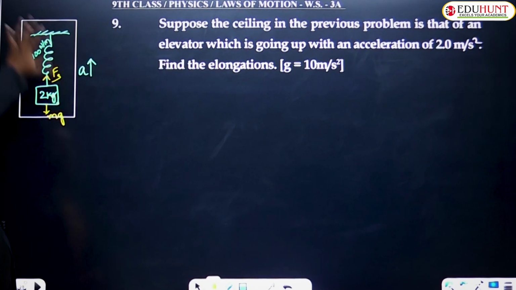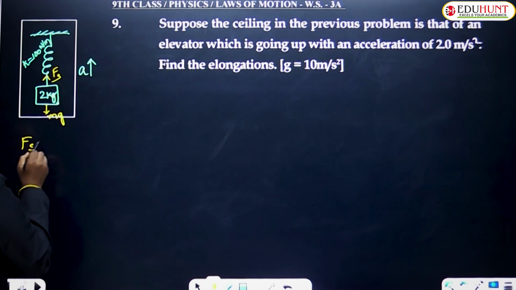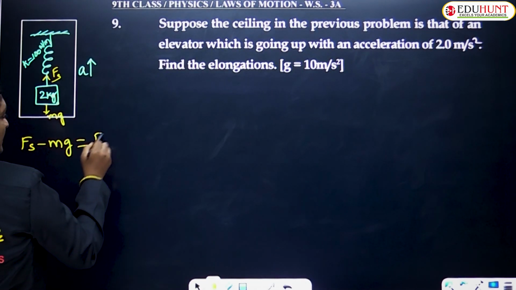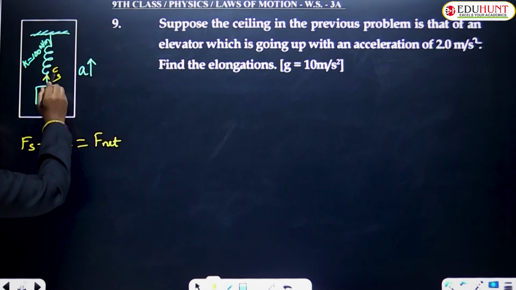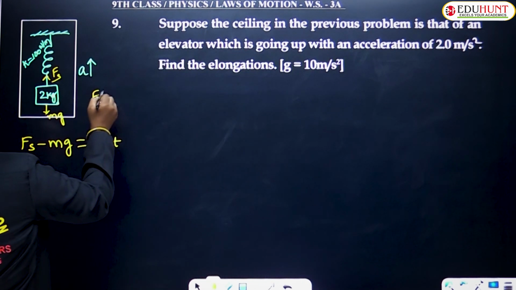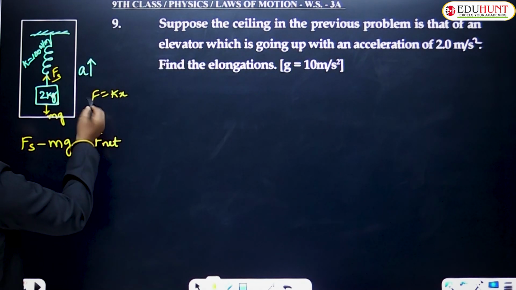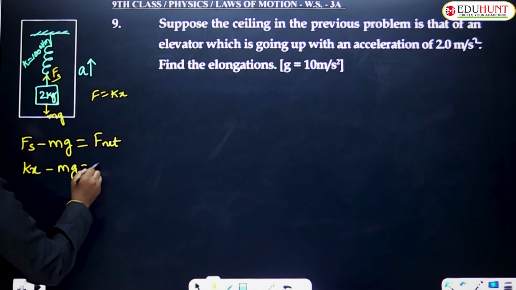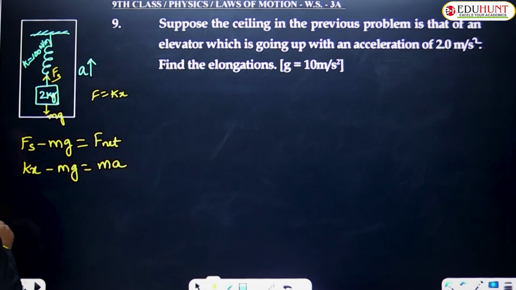As the elevator is moving upwards, what is the resultant equation, children? Upward force minus downward force is the net force, and the net force can be replaced with ma. What is the formula for Fs? Inside the spring, we know that the magnitude of F is given as Kx. So the spring force can be written as Kx minus mg is equals to ma. Clear? Based on that, let us try to solve the equation.